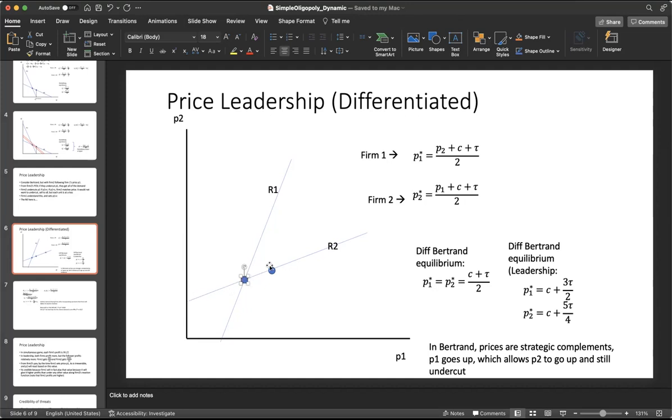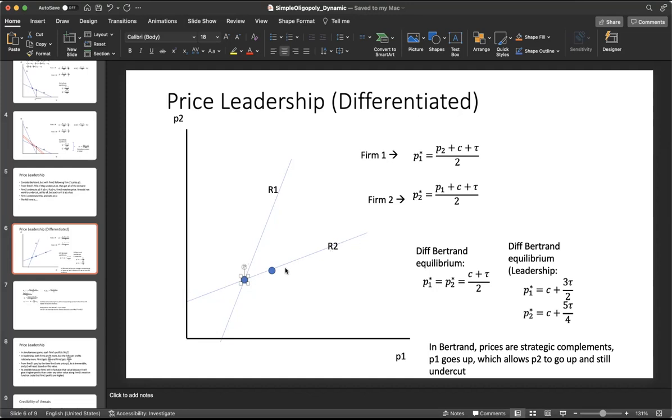Kasi look, it can choose any point here along R2. Is the old equilibrium along R2? Yes or no? Siyempre, it is along R2 kasi that's how we got the old equilibrium. It's the intersection of both R1 and R2. Pero ngayon, dahil leader na si firm 1, it can choose not just the intersection, but any point along R2 and R1. And did it choose the original Bertrand differentiated equilibrium? The answer is no.